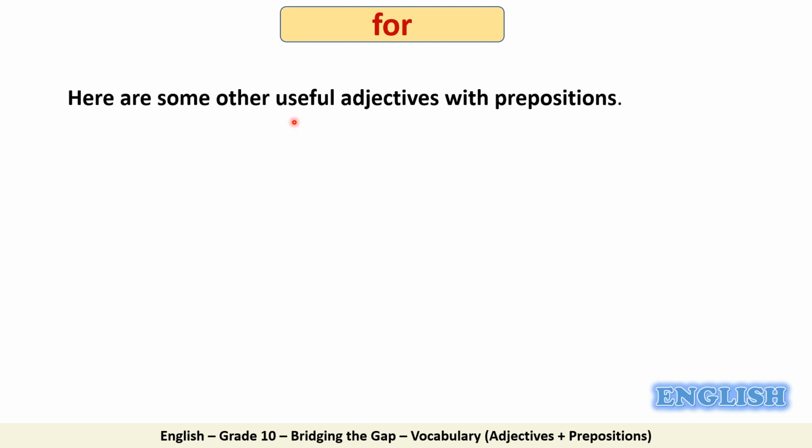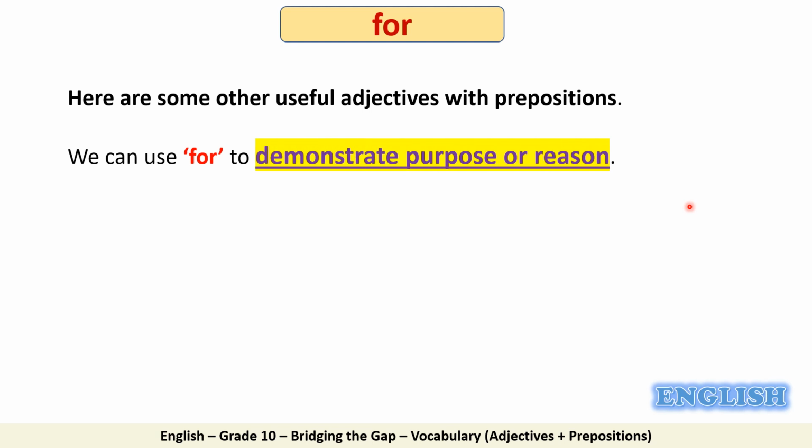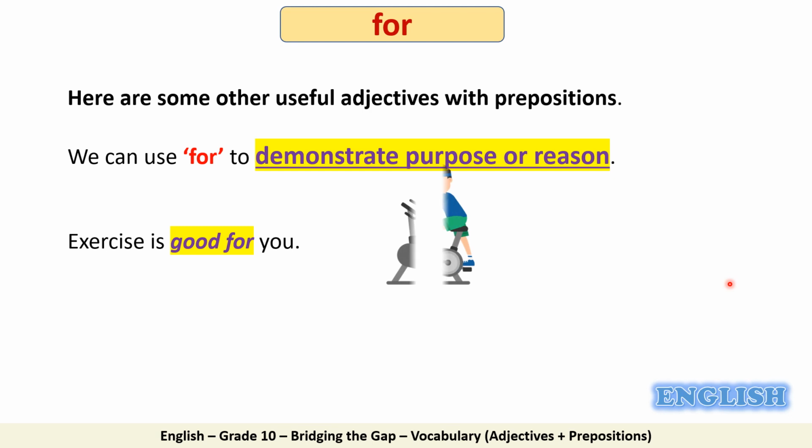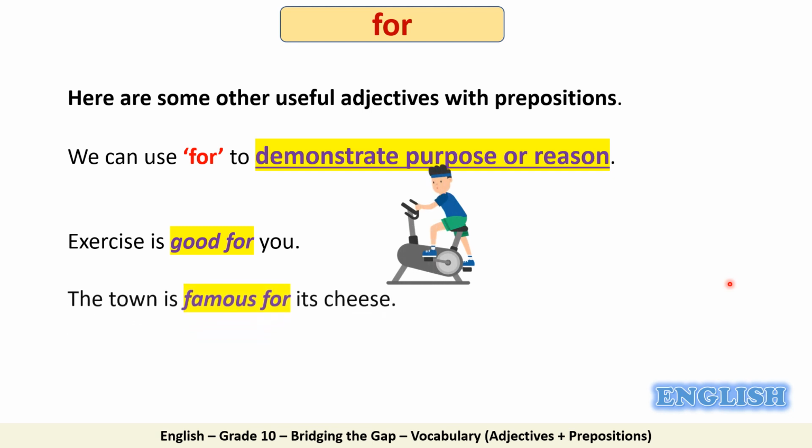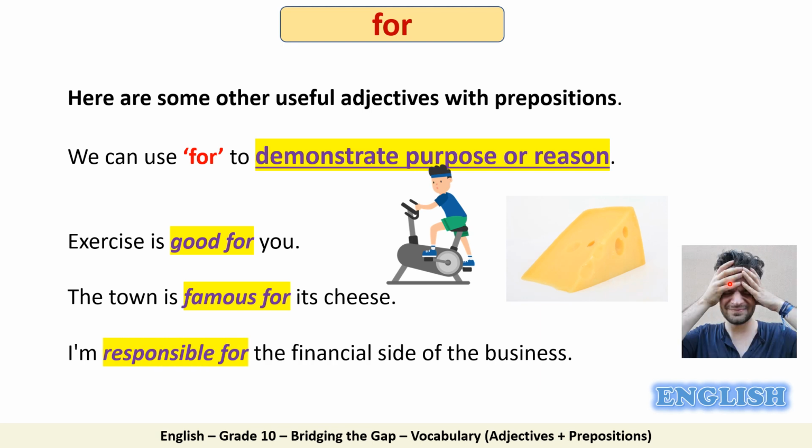Here are some other useful adjectives with prepositions. For. We can use for to demonstrate purpose or reason. Let's have a look at some of the examples below. Exercise is good for you. The town is famous for its cheese. I'm responsible for the financial side of the business. The three sentences with adjectives and the preposition for clearly demonstrate purpose or reason.